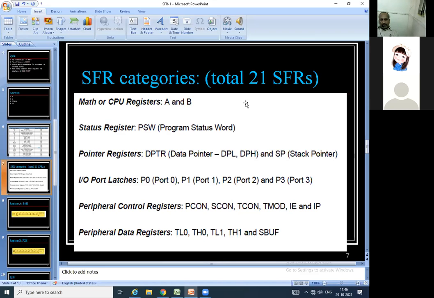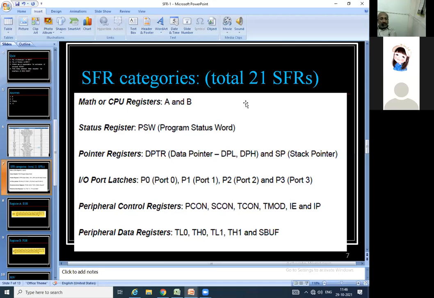IO port latch. So how many ports are there that we have discussed already? So 4 ports are there. How much is the size of these ports? What is their function? So all that we have seen. So 4 ports are there and each one is having the 8-bit capacity.